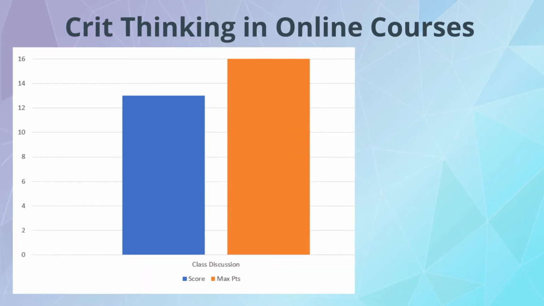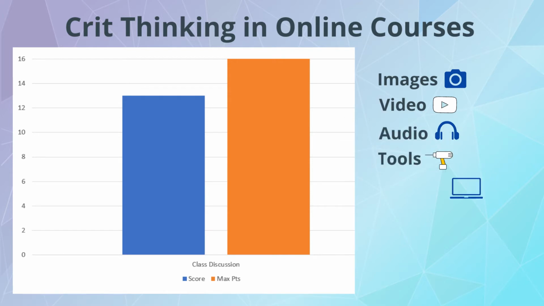Because of this, the course lost points in the class discussion portion of the Q-tip scorecard, earning 13 out of 16 points. This was because all discussion posts revolved around students observing the deliverables of their peers, to include images, video, audio, learning design tools, and online course reviews.